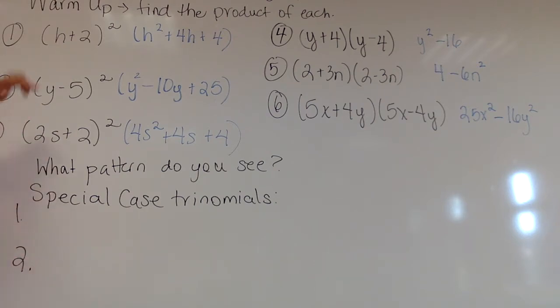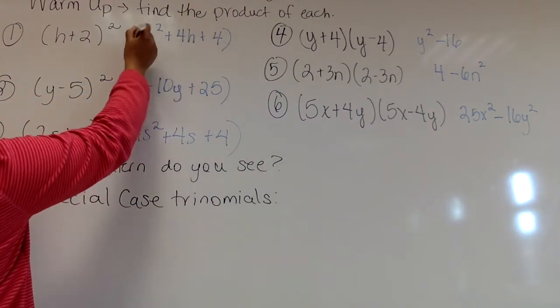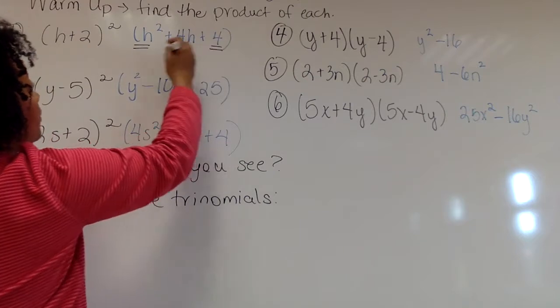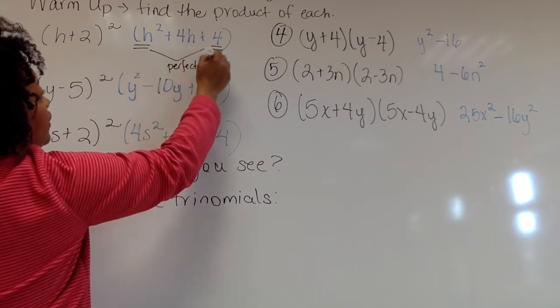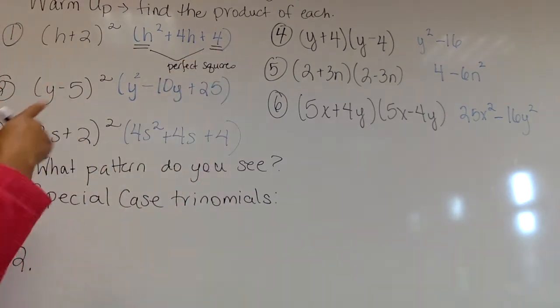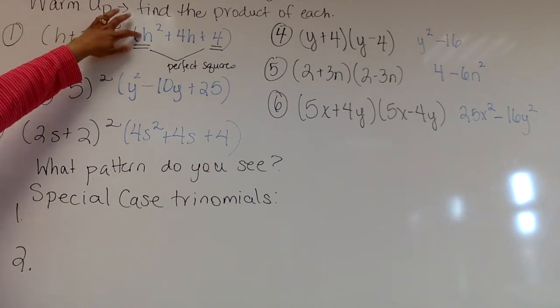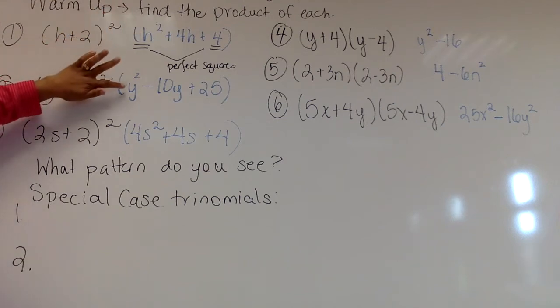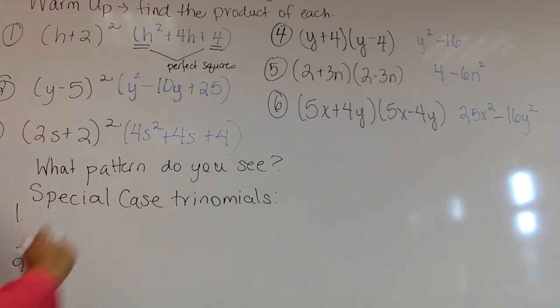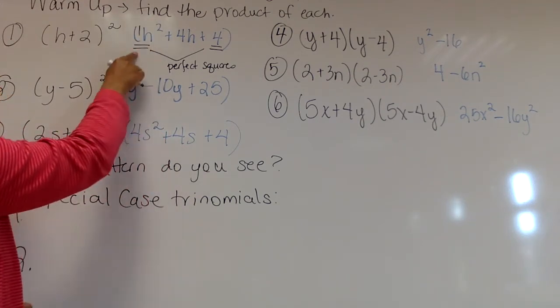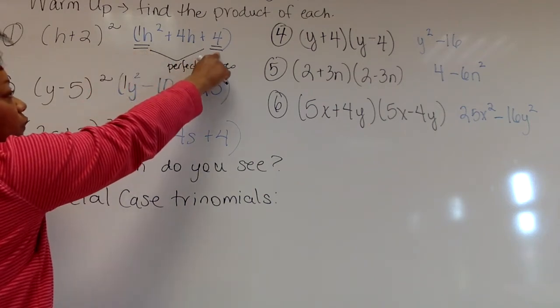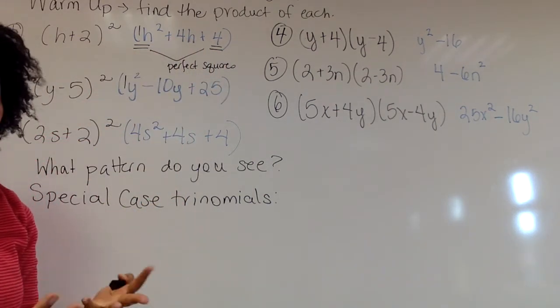For the first three problems, hopefully you realize that the first term and the last term are perfect squares. All right, so hopefully this is what you see, and you can write this down somewhere on one of your answers. Now, if you're asking me how is this a perfect square, the h squared and the y squared, you've got to remember that 1 is a perfect square. So you start with the perfect square and you end with the perfect square. Hopefully you see that pattern.